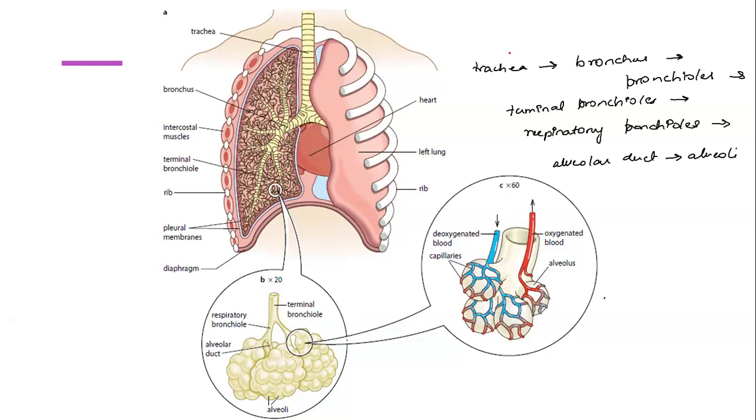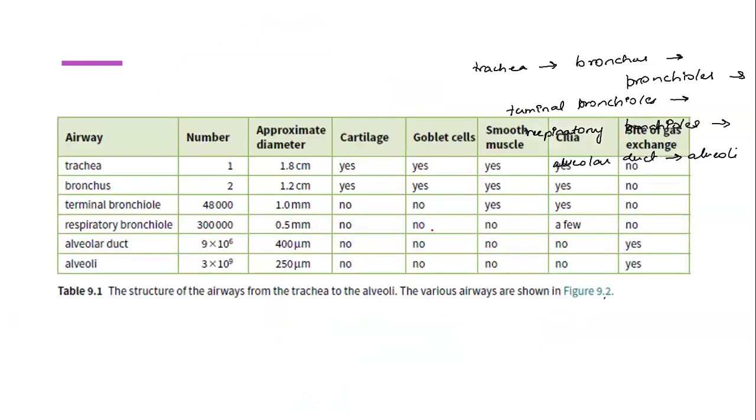Now, when we are going to go ahead and talk about it, take a look at this table. This table shows us the differences in trachea, bronchus, terminal bronchiole, respiratory bronchiole, alveolar duct, and alveoli. What can we see? Let's go ahead and discuss.